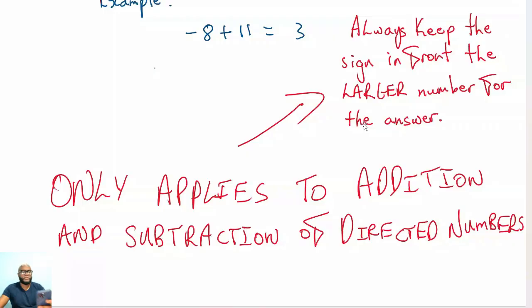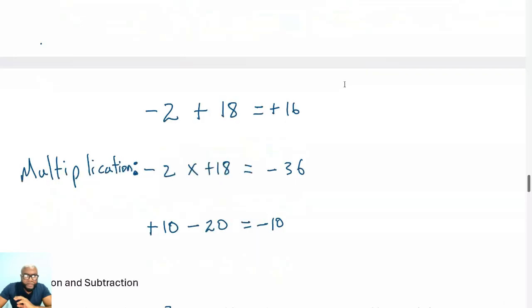Right. So we go in here. I show you all the difference between -2 plus 18. The answer for that, the two signs are different, so you must subtract. You take 2 from 18, you remain with 16. You keep the sign in front of the larger number for your answer. That is different to -2 multiplied by positive 18, which gives you -36. You all see the difference in the answers, right? Okay, they are different.